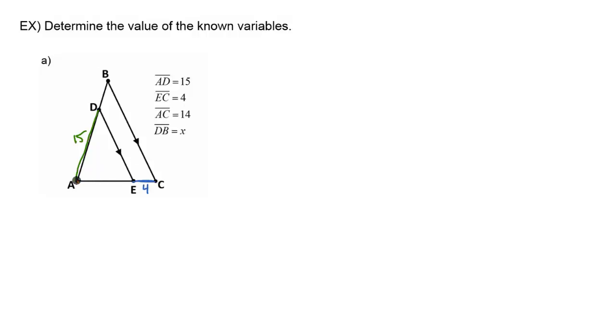AC is on the bottom part here, and that's going to be 14. And we're looking for DB. So DB, we'll say, is x up here. Alright, so I mentioned this theorem called the side splitter theorem.